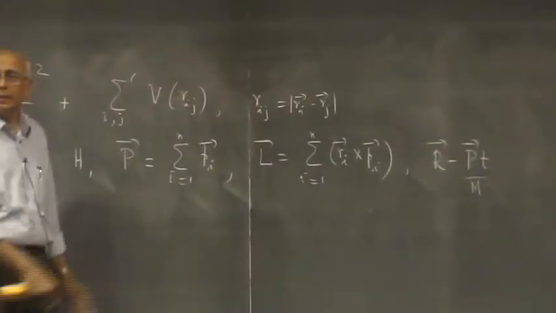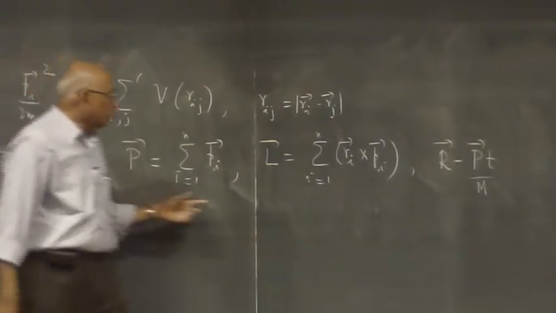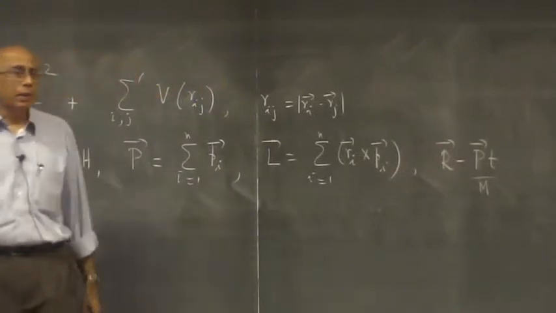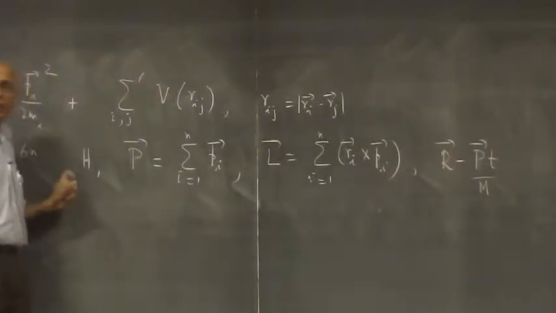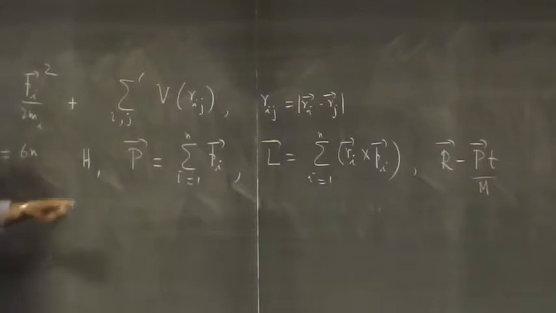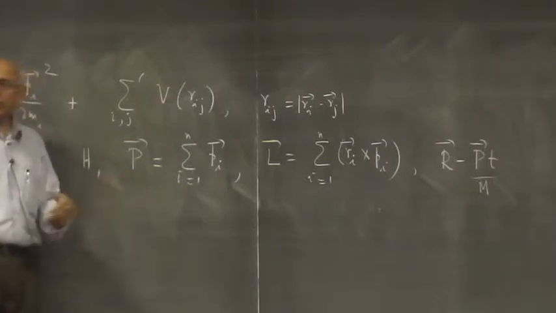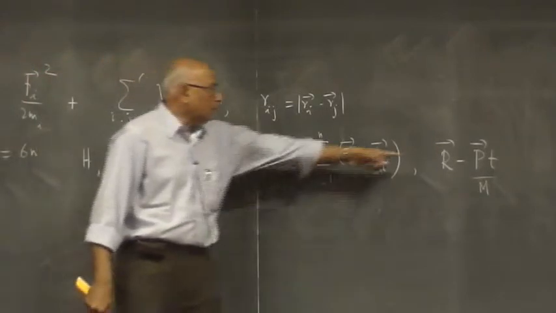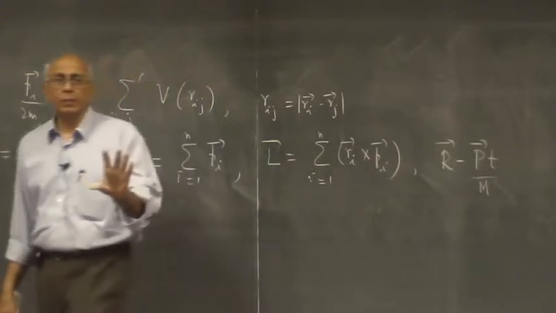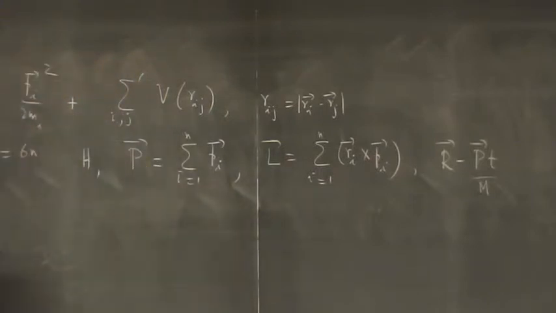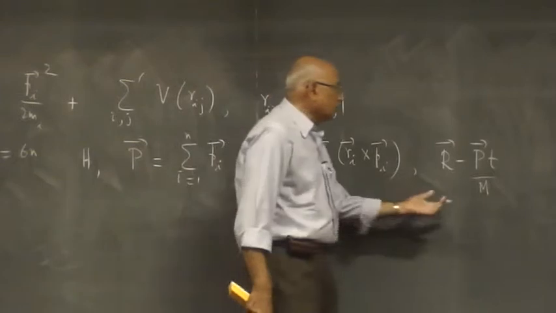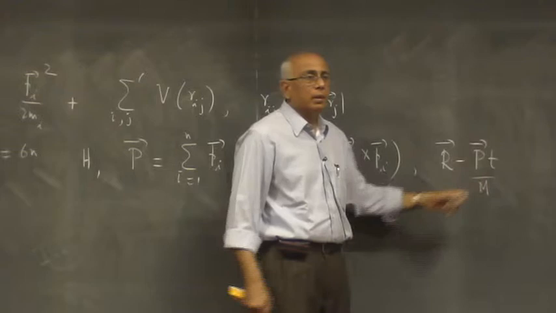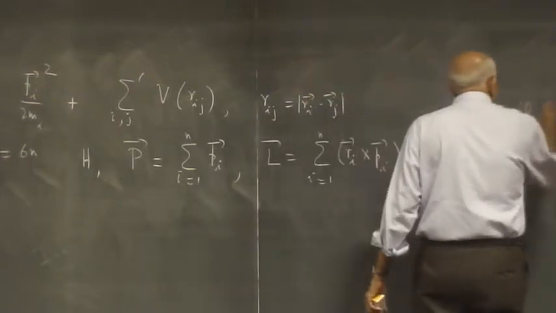How many are there? Well, it's 1 plus 3, 4 plus 3, 7 plus 3, 10 constants of the motion. This is the infinitesimal generator of time translations. This is the infinitesimal generator of space translations. This is the infinitesimal generator of rotations. And that's the infinitesimal generator of boosts to other frames of reference. They're all infinitesimal generators, they're constants of the motion. But this one is explicitly time dependent. And these are the 10 Galilean invariants.